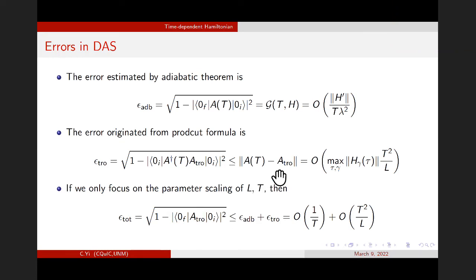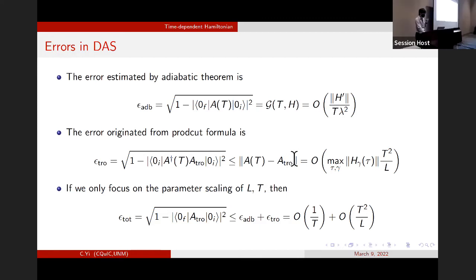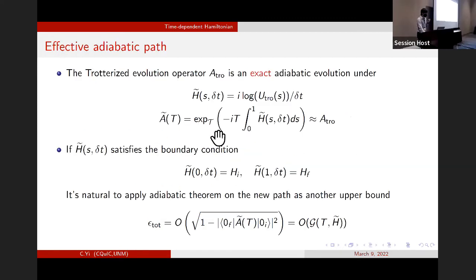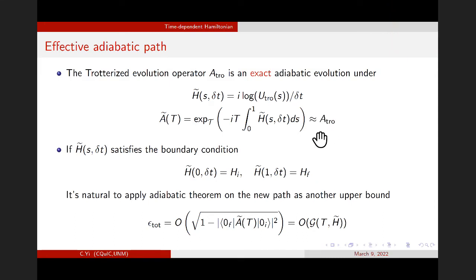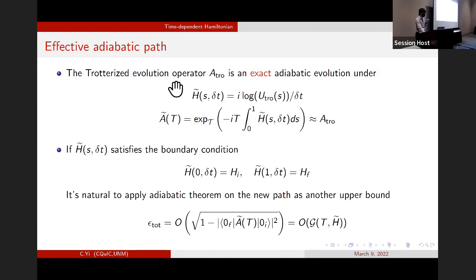But however, using the argument of effective Hamiltonian, we can derive another completely different upper bound. So now let's again consider the Trotter operator as an exact evolution under a slightly perturbed Hamiltonian. So in this perspective, the Trotter adiabatic operator is just the discrete version of a continuous effective adiabatic path.